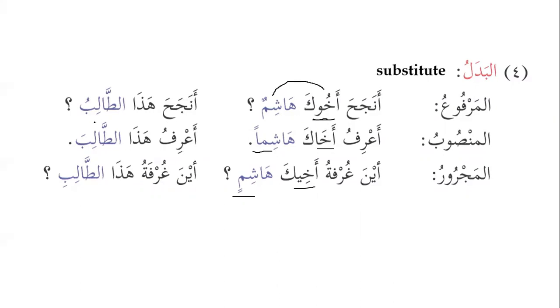An-najaha hadha talibu. So did this student succeed? Arifu hadha taliba. I know this student. And aina ghurfatu hadha talibi. Where is the room of this student? So in normal construction, can badal only come with hadha? Are these just examples? Yeah, basically hadha, you know that it's badal. Hadha is ismul ishara and talib is badal. We say this is ishara and this is mushara alayh.